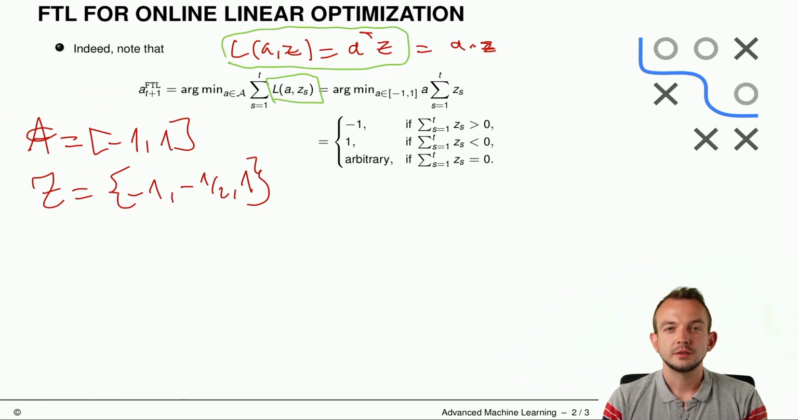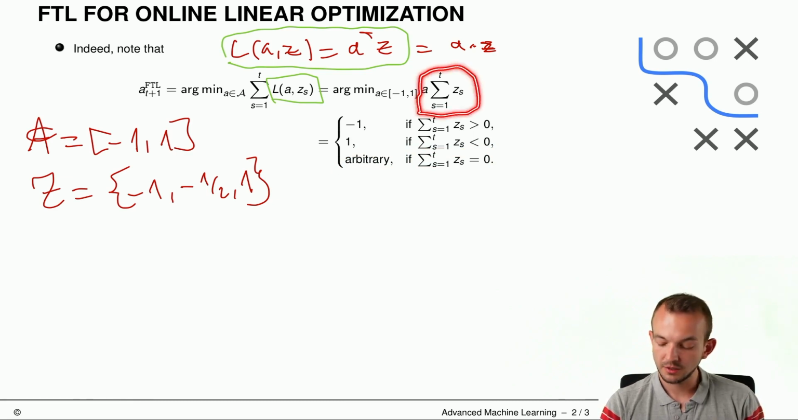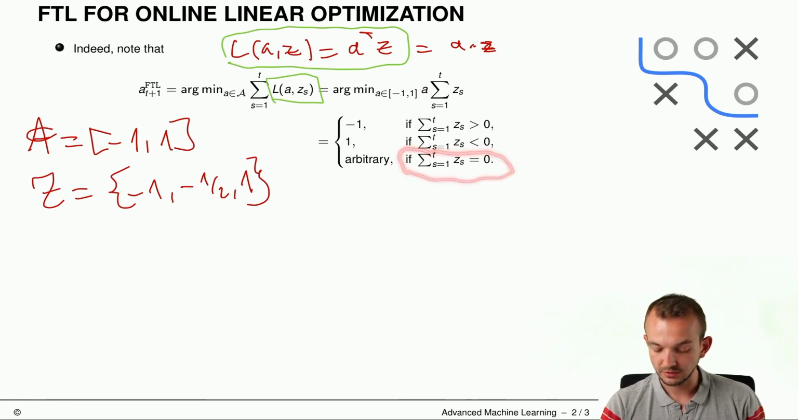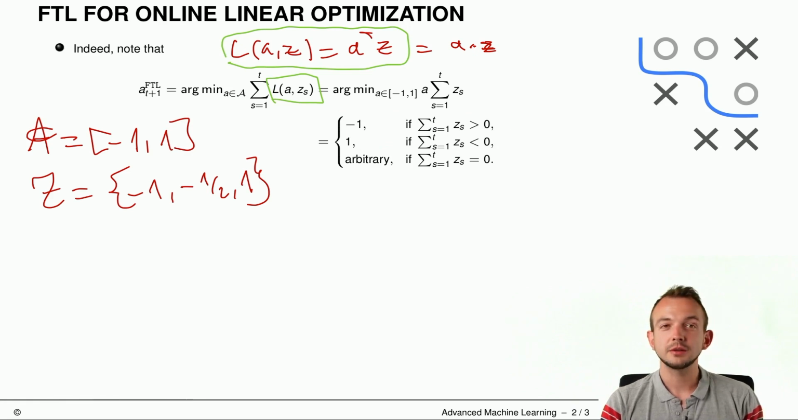And then the edge case is when the sum is exactly 0. Then we can choose whatever we want, because multiplying something with a 0 is still a 0, so the expression will always be the same. But for our example, this case will be of no interest. So only these 2 cases are interesting. Okay, so we see the follow the leader algorithm will essentially be -1 or 1 in this example.